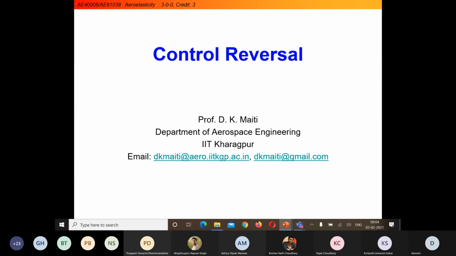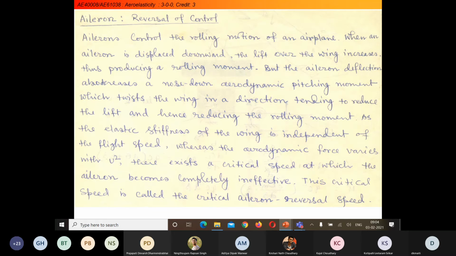So I'm now starting with a new topic called control reversal, because an aircraft without control surfaces we cannot think of, only a clean aerofoil section. We'll have the clean aerofoil section in some portion of the wing, but that is for different maneuvering conditions. A control surface is essential. Without a control surface we cannot have the maneuvering conditions. So let me come to this control reversal. Sometimes we call it aileron reversal, reversal of control surface.